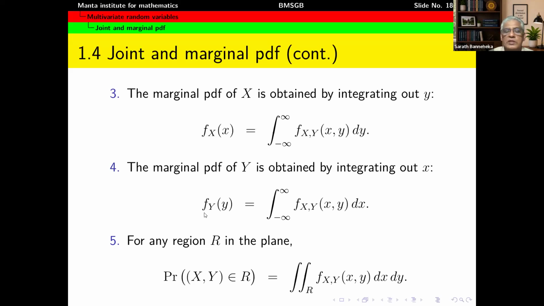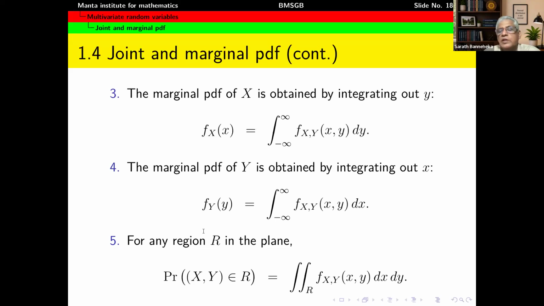And similarly, in order to get the marginal density function of y, you have to integrate the joint probability density function with respect to x over the whole possible range of x. So they are very similar to the discrete case, the joint probability mass function, except that instead of a summation, you have the integration here.